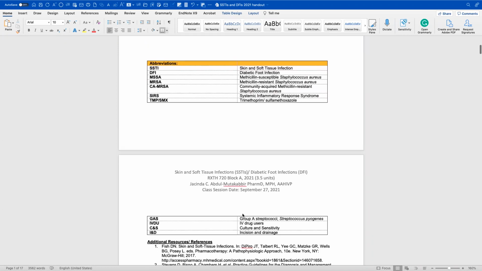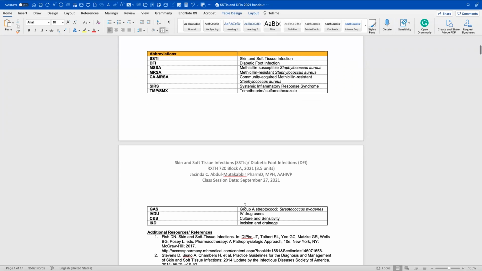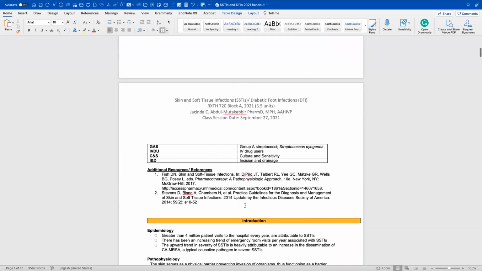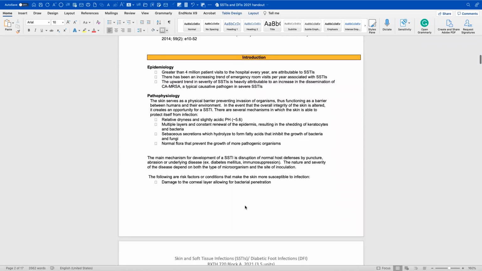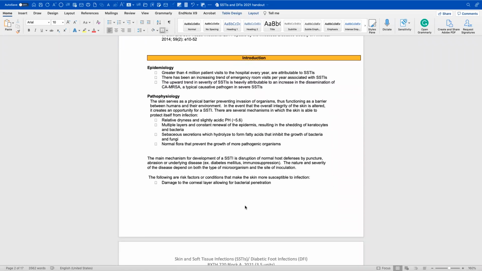Here I have the common abbreviations so that if it ever becomes too much, and you're wondering how to keep up with all of these different abbreviations that you're seeing throughout the presentation or throughout the PowerPoint, here they are, the most common ones that are utilized. So let's go ahead and introduce this topic.